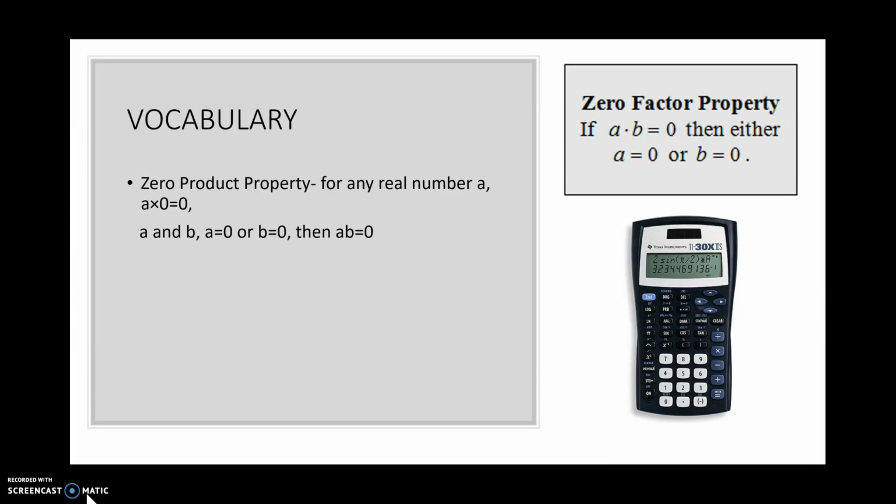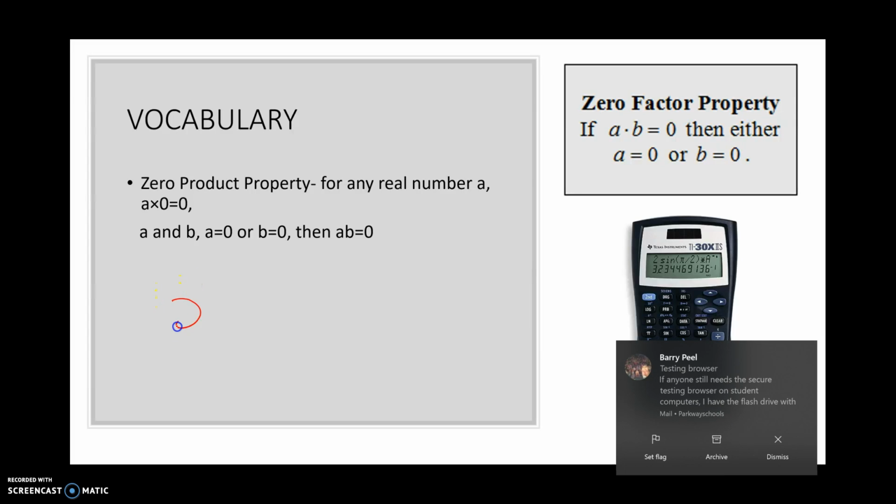Vocabulary. Zero product property. For any real number a, a times 0 equals 0. So it's saying 2 times 0 equals 0.